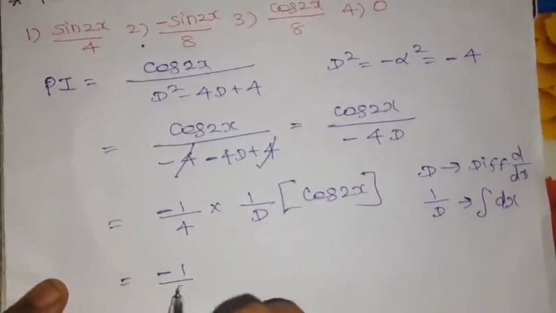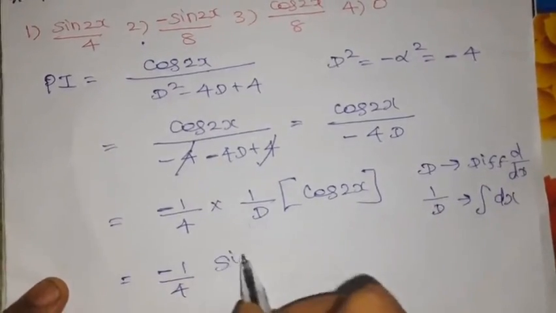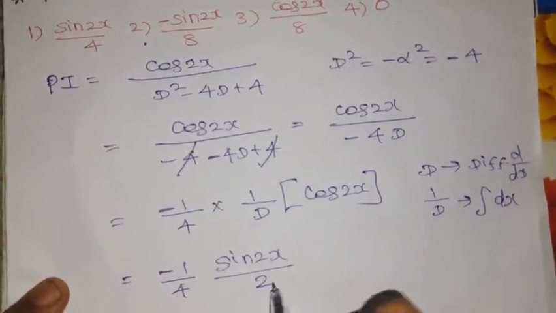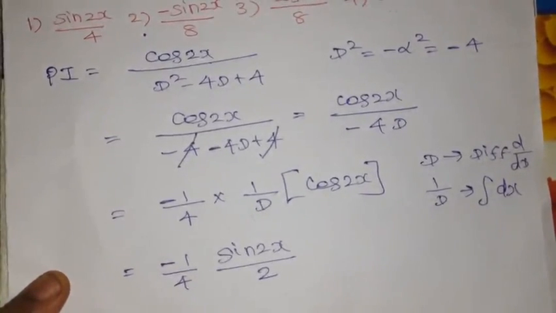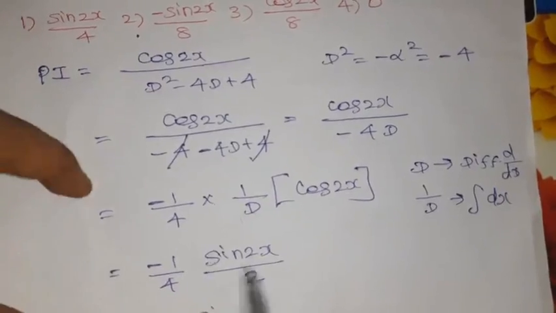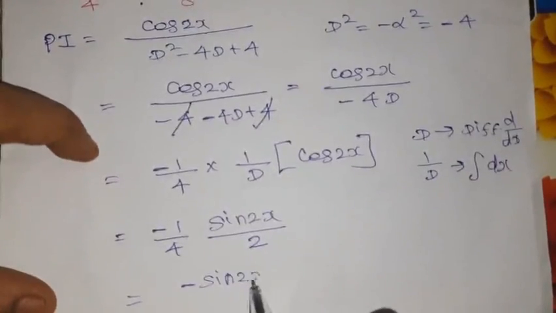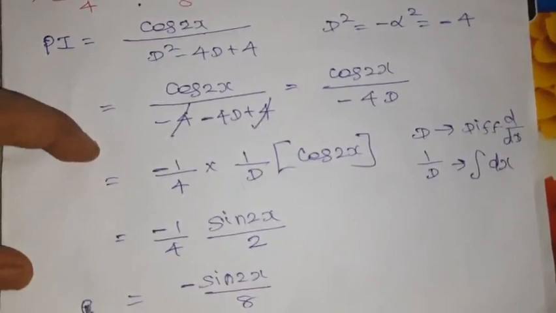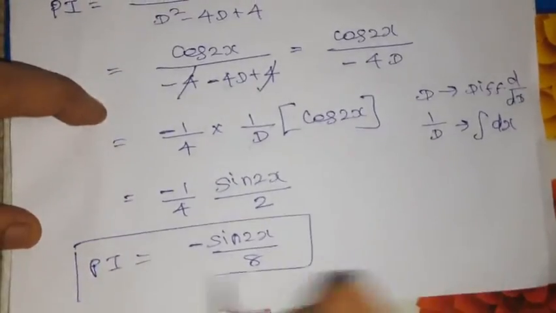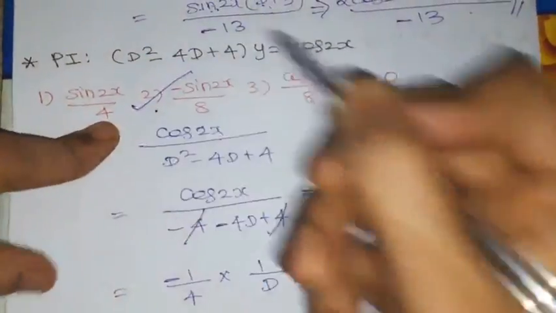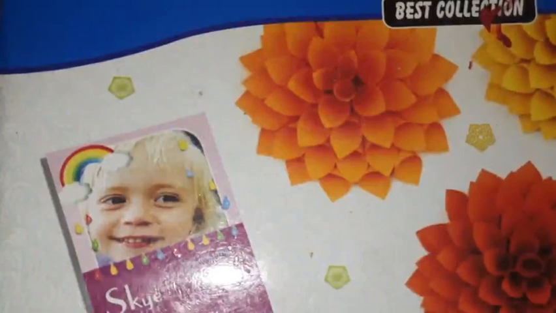So, integrating that, what we will get? Cos 2x integrates to sin 2x divided by 2. So, minus 1 by 8, or minus sin 2x by 8. So, this is the particular integral for the given differential function: minus sin 2x by 8. Option 2 is the right option. We will move on to the next one.